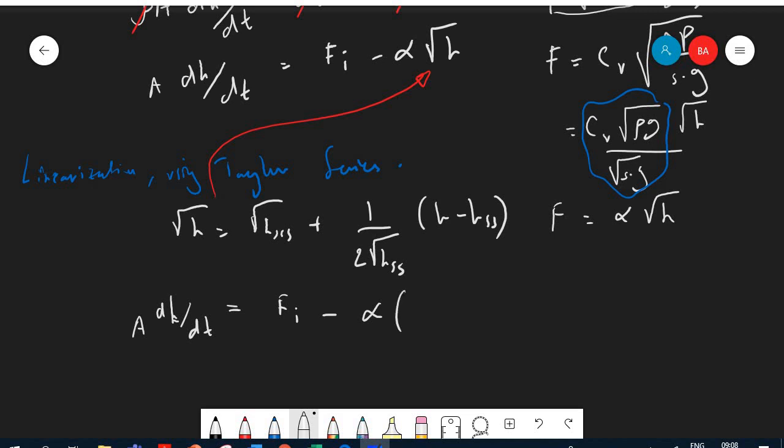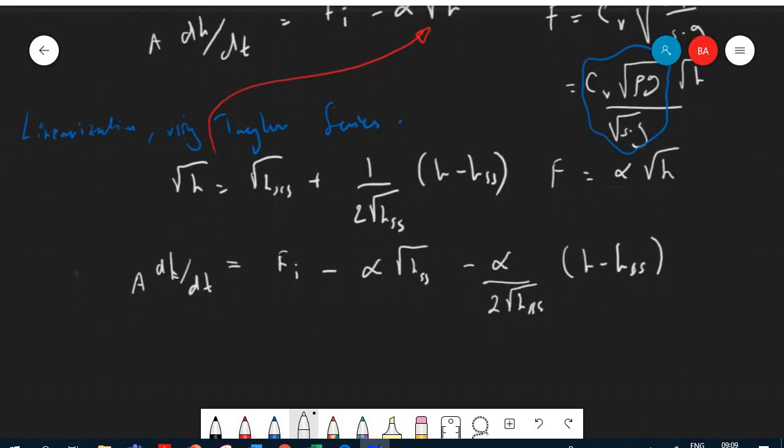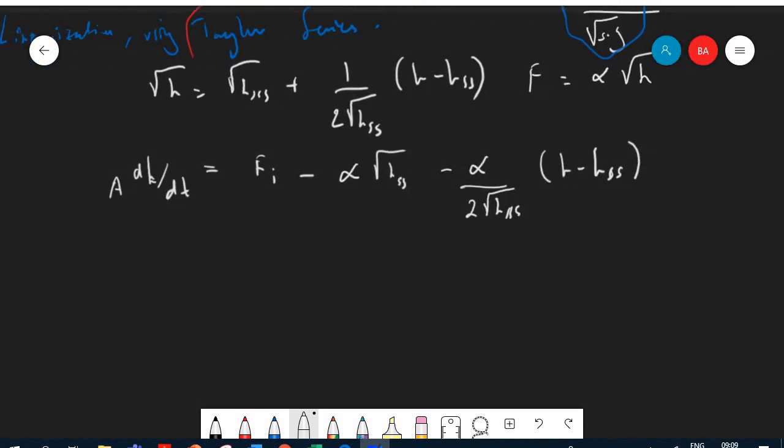Square root of h, if we multiply that, this will be alpha multiplied by... I'll just multiply it. I mean, it's straightforward. It's just alpha, right? So you're going to multiply this at h steady state, and that will also be minus alpha, and minus alpha over 2 h at steady state into h minus h steady state. Okay, so this is what we have here. So that is our equation. That should be in a linearized format.